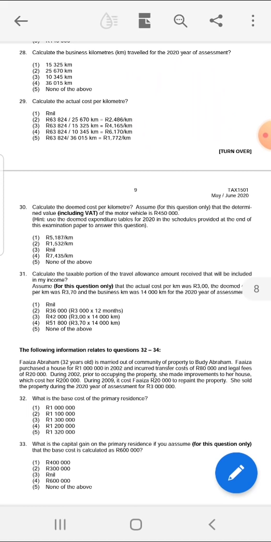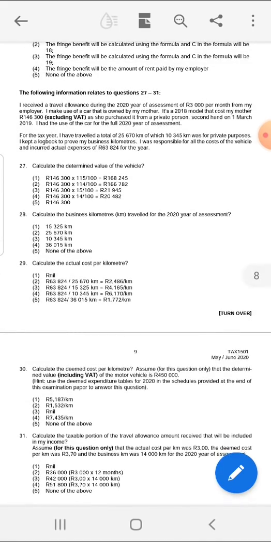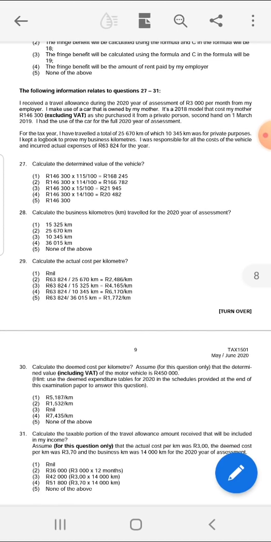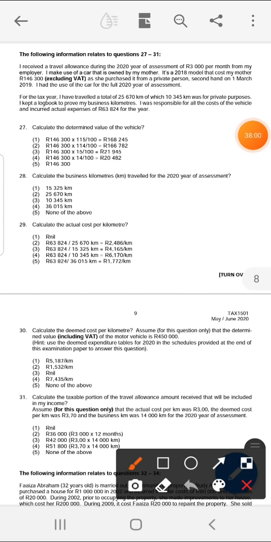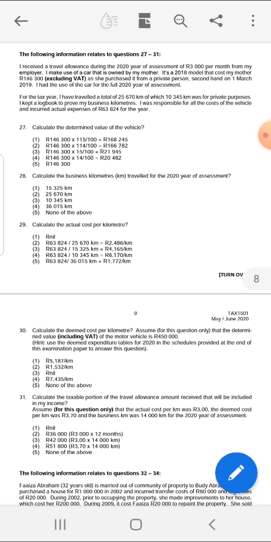Then number 29, calculate the actual cost per kilometer. Actual cost per kilometer, meaning we will just take our 63,804 divided by 25,670. It will lead us to option 2. This one. In question number 30, there's a little bit of calculation, but okay, let's move on.